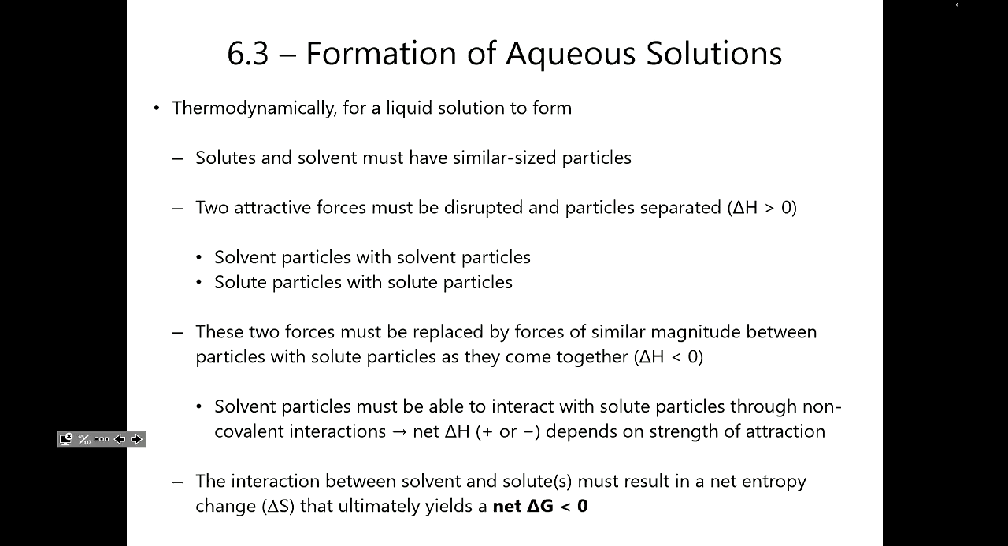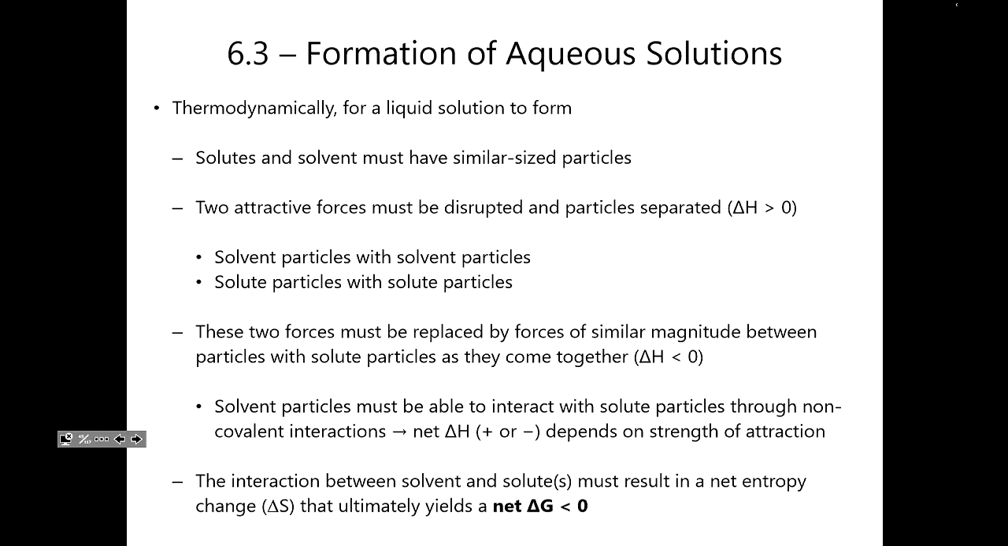You need to separate solvent from solvent. You need to separate solute from solute. And then these two forces have to be replaced by forces of similar magnitude as they come together. And every time two things come together, that delta H is negative. So the totality of the positive delta H associated with the separation of these two, combined with the totality of the energy released when they come together, is going to give you the net change.